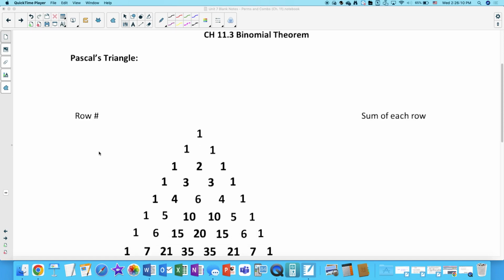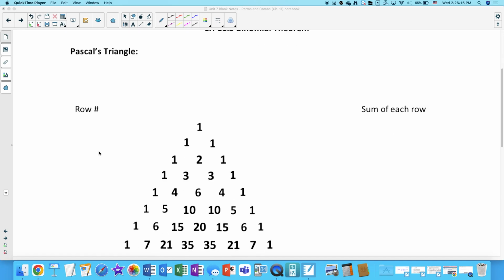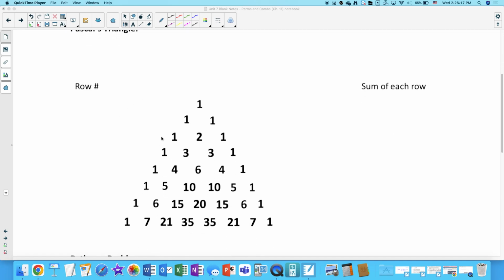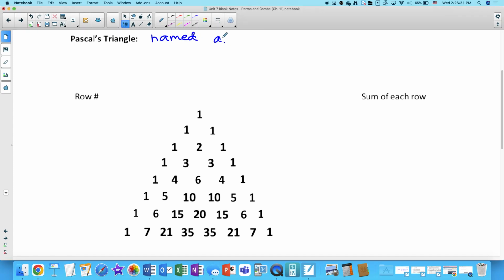So to start the binomial theorem, we're going to start with something called Pascal's triangle. And Pascal's triangle is shown to you over here. This is just a few rows of Pascal's triangle, but it would continue sort of infinitely. Pascal's triangle was named after a man named Louis Pascal, and he was a French mathematician, philosopher, and he came up with this triangle.